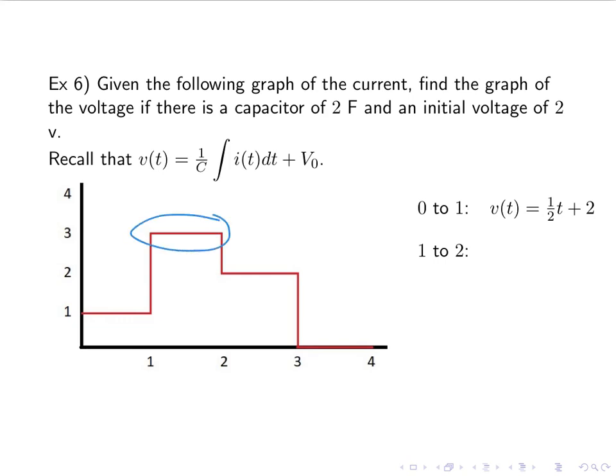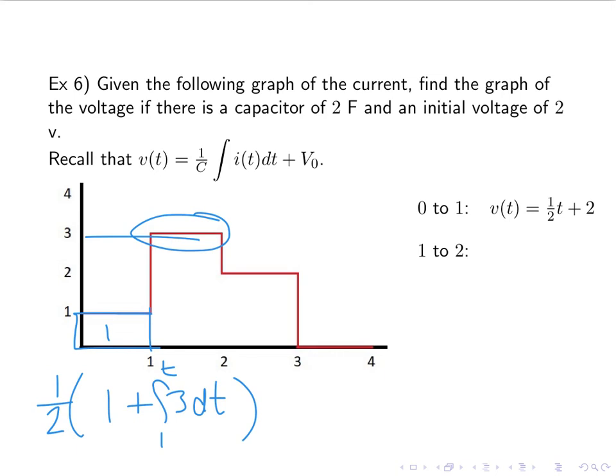From 1 to 2, my equation is 3. So I have 1/2 times, now remember this is going to be the integral from 0 to t, where t is between 1 and 2, but I know what it looks like from 0 to 1. This is a square, even though it doesn't really look like it, and the area is 1. So from 0 to 1, my integral, or my area, is 1. And I'm going to add to it the integral from 1 to t of I of t, which is now 3 dt. So that whole thing gets multiplied by my 1 over c, and then I'm still adding my 2.